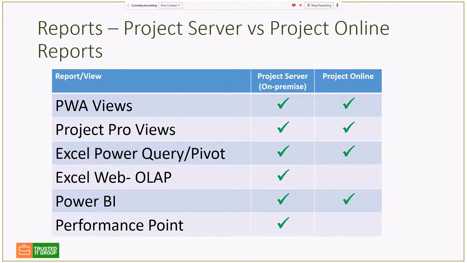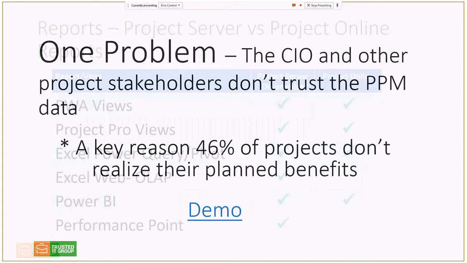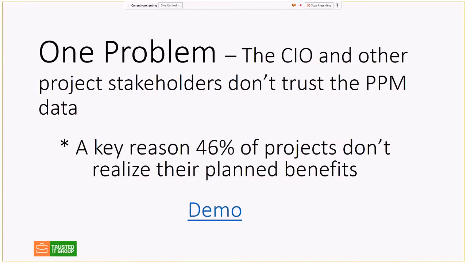So we got a lot of reports. Whatever the tool was used to create these reports, we've got one problem that I run into a lot, in fact, every time. And that is the CIO and other project stakeholders don't trust the PPM data. And it's the key reason why 40% of the projects that are started don't realize their planned benefits. So I'd like to go into a demo this time to show we can identify poor data and resolve it.